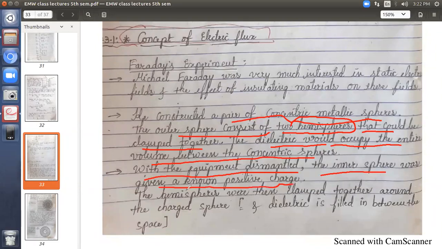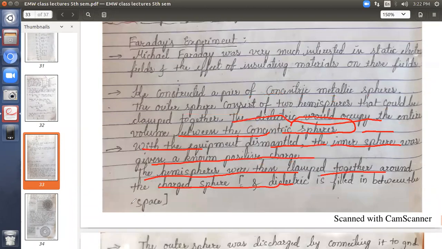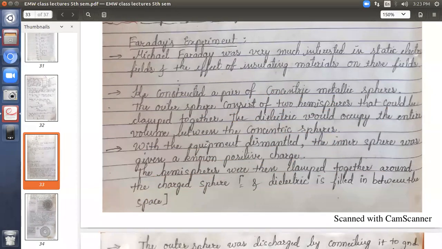He charged that sphere. Simply, how can you charge any body? Example I had given you. If you want to charge a balloon surface, simply rub that surface on your hair. Some charges get accumulated on the surface of the balloon, because there are different methods of charging. One is friction, and a dielectric is filled in between the space. Dismantled, positive charge. The hemispheres were then clamped together.